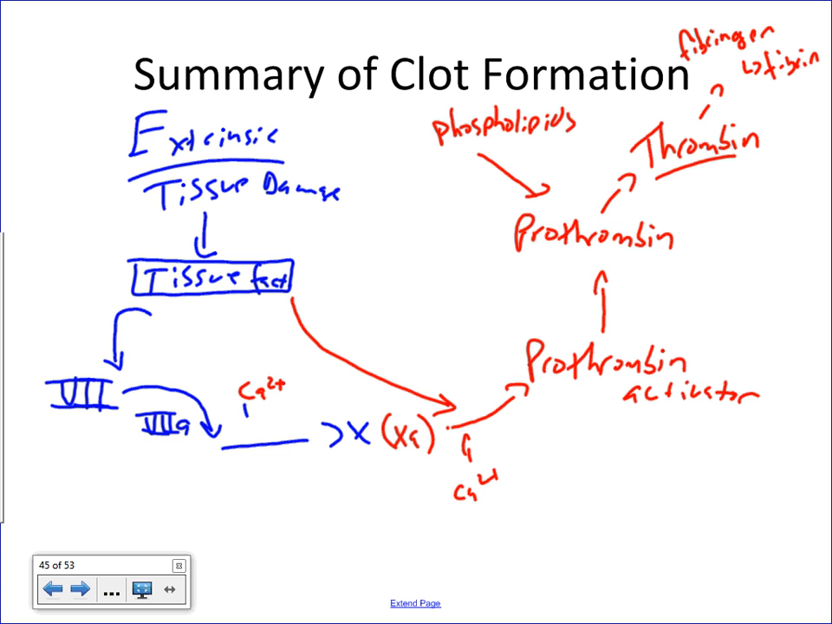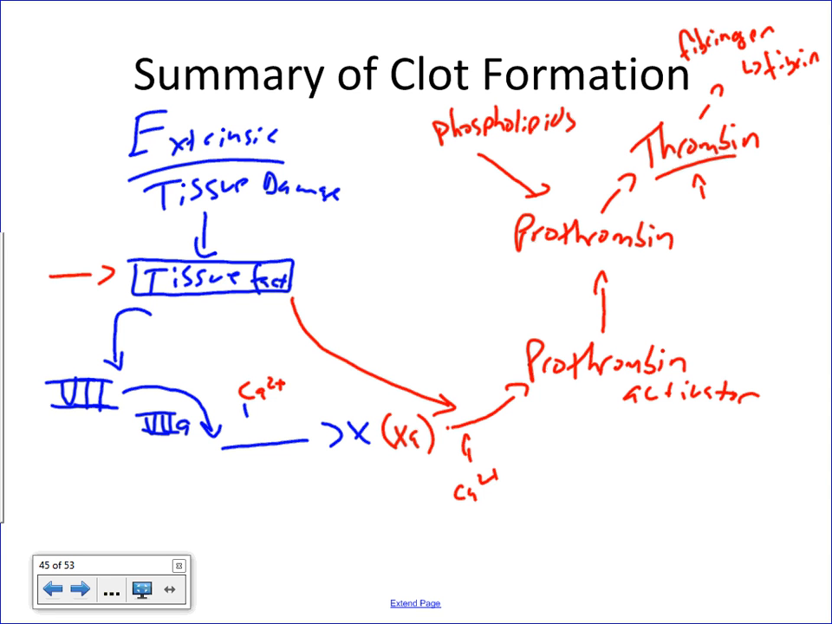So basically, this is called the extrinsic pathway. It is called the extrinsic pathway because this pathway of creating thrombin was initiated by chemicals that were secreted from tissues outside the vessel, adjacent to the vessels.